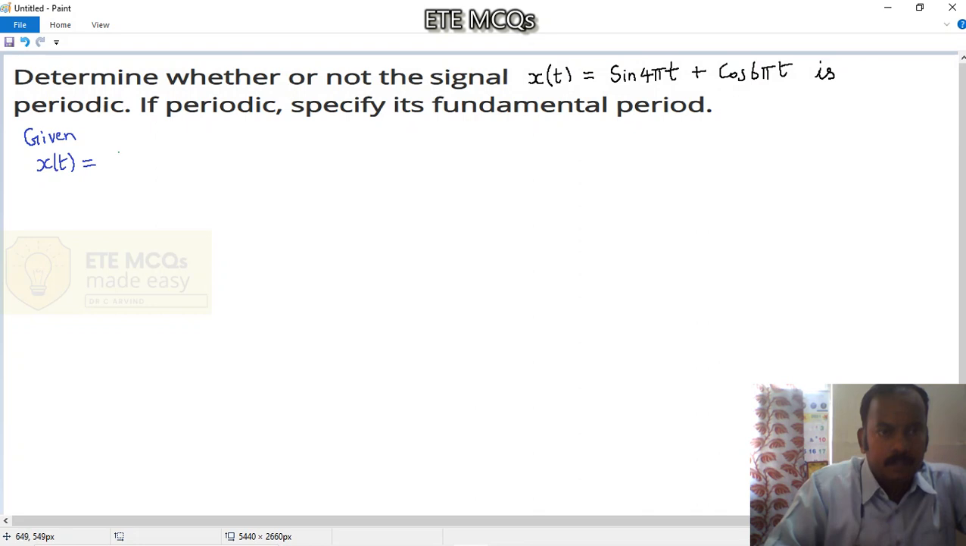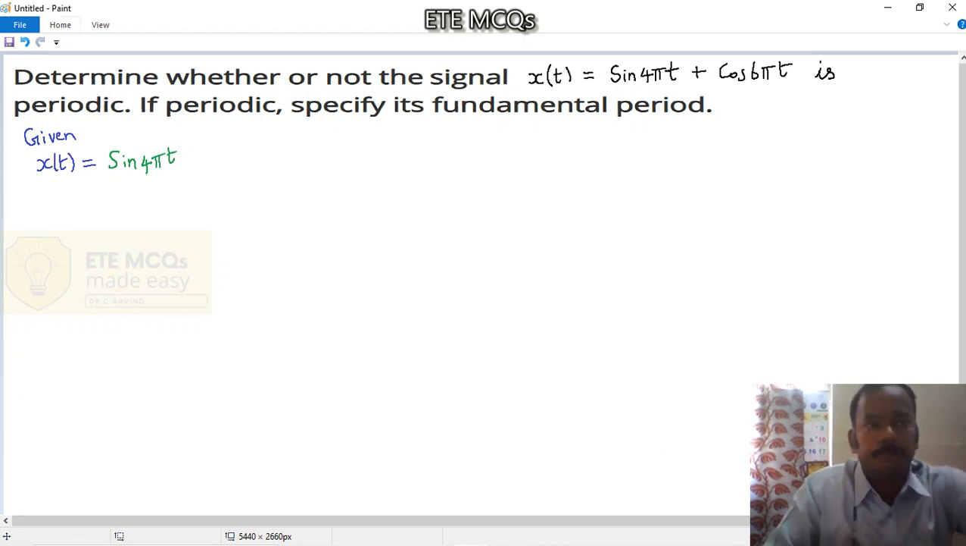That is sine 4 pi t is one signal plus cos 6 pi t is the other signal. So it is a combination of two signals.